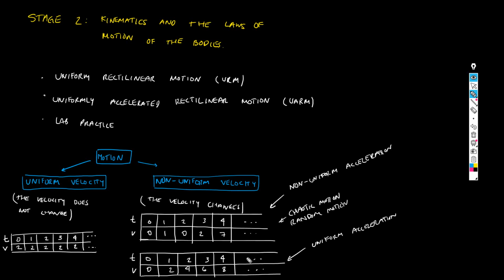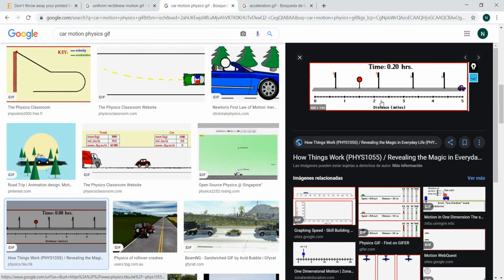Now, how does this look? This type of motion and this type of motion. Let's see. The first type of motion that I showed you, which was kind of chaotic or non-uniform acceleration, looks like this, guys. I had already showed you this animation.